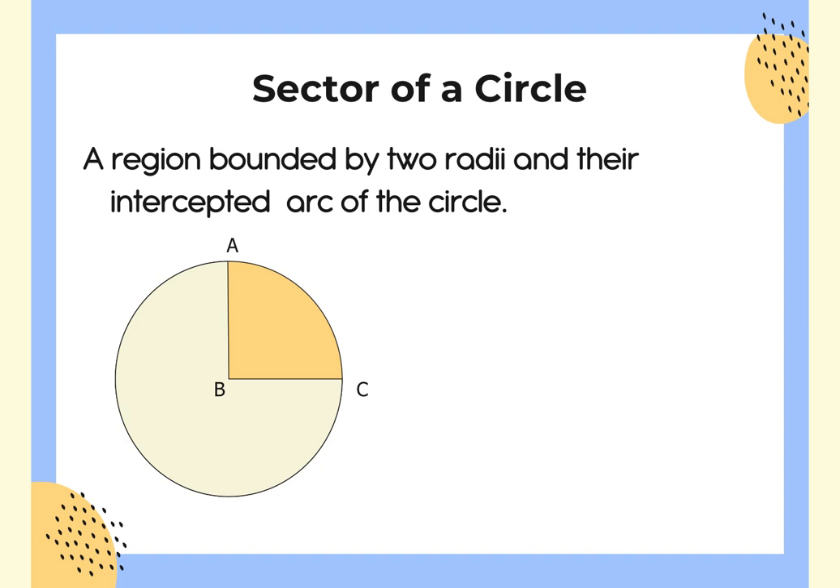The sector of a circle is the region bounded by 2 radii and their intercepted arc of the circle. So this is like a piece of the pie. If I wanted to find the area of the piece of the pie, piece of the pizza, whatever it is, that is called area of a sector. So this guy right here is the sector, which is a portion of your area. So we're going to find part of the area.